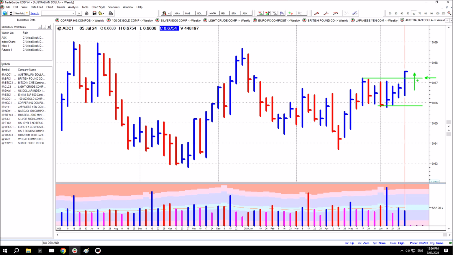Any further weakness in the US dollar will see this market continue higher. If the US dollar attempts to recover next week, you'll likely see some testing for supply, and whether the market can remain above this 67 level will be the important thing to keep an eye on.